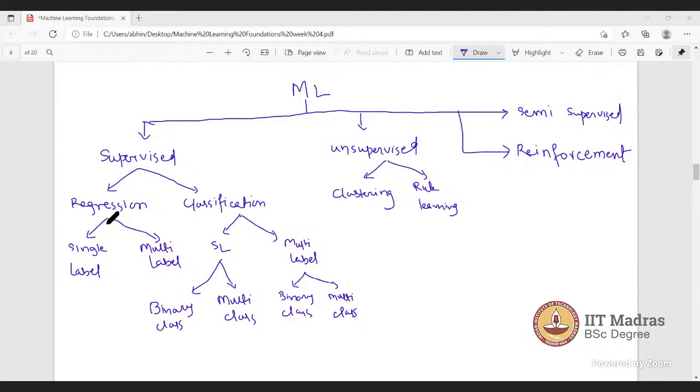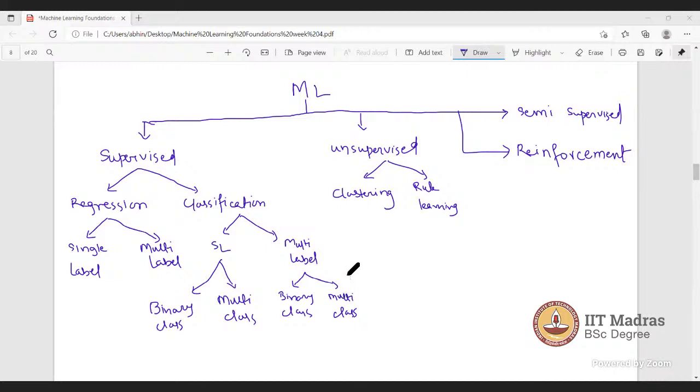So regression can also be further divided into a single label problem or a multi-label problem. When we have only one output to predict, we call it single label. When we have more than one output to predict, we call it multi-label. In classification, again, we have single label and multi-label setups. When we have a single label setup, we can have a binary class or multi-class problem. Similarly, for a multi-label setup, we can have a binary class or multi-class setup.